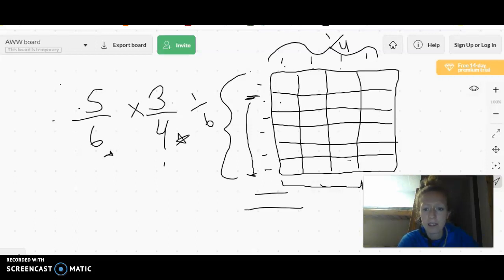So for 5/6, I'm going to go up to where I get to 5: 1, 2, 3, 4, 5. I'm not going to color 6 sixths because I only have 5/6. But I'm not going to shade them all the way to the other side because what we're trying to do is find the area of this grid, and I'm only going to go to 3/4. So 1, 2, 3/4, and that's going to put me here. If I go up and over, I'm going to shade in these little spots. Okay, go ahead and shade those, and then I'll pause and let you get caught up.